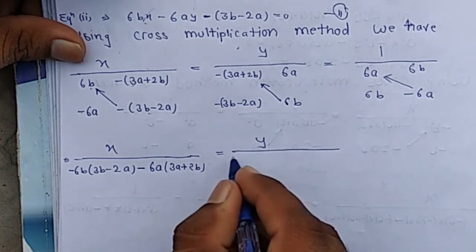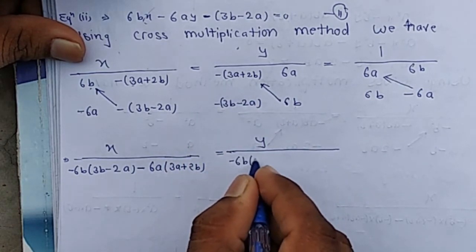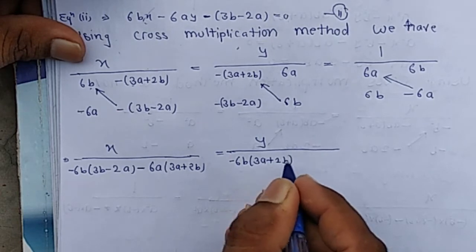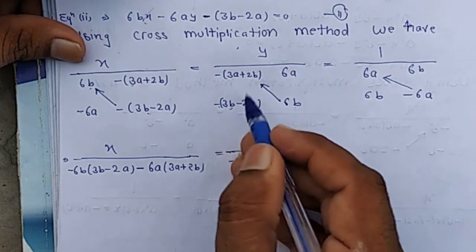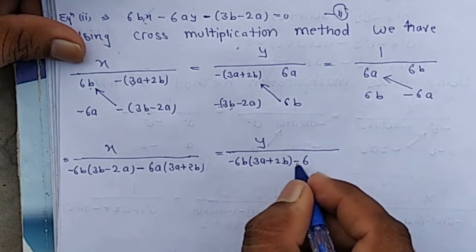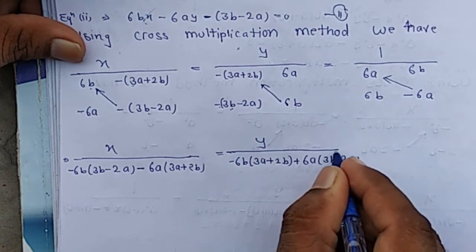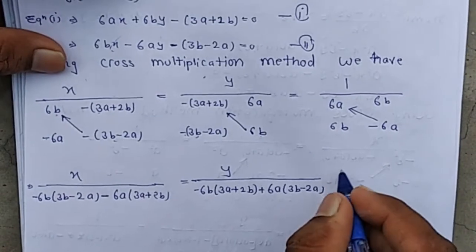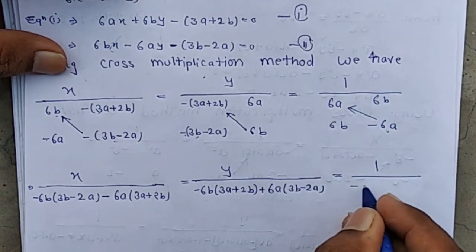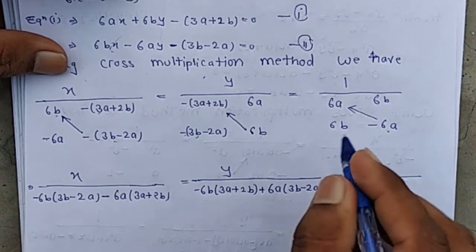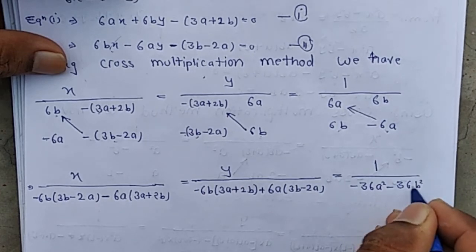For y by, 6b into minus 3a plus 2b means minus 6b into 3a plus 2b, and 6a into minus 6a and the minus sign in between means it is positive, 6a into 3b minus 2a. Now 1 by minus 6a into minus 6a means minus 36a square, and minus sign 6b into 6b, 36b square.